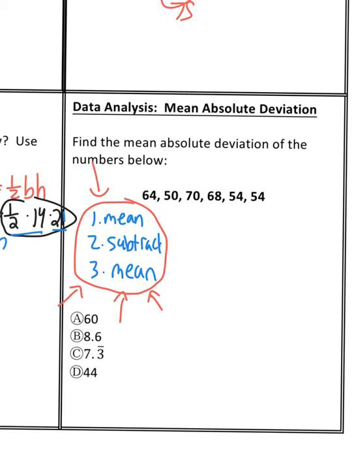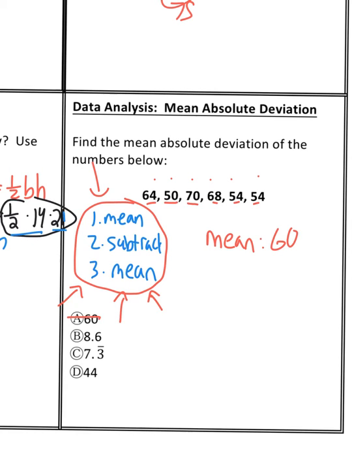So first off, I'm going to find the mean. Remember, that means you add up all the numbers. If you add this plus this plus this plus this plus this plus this, it adds up to 360. And then you divide by how many numbers there are: 1, 2, 3, 4, 5, 6. 360 divided by 6 is 60. That's step 1. Now notice that's choice A. I hope you didn't choose it.